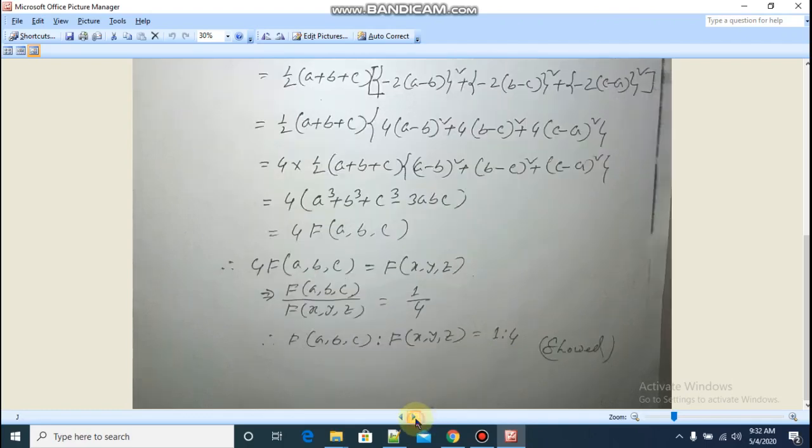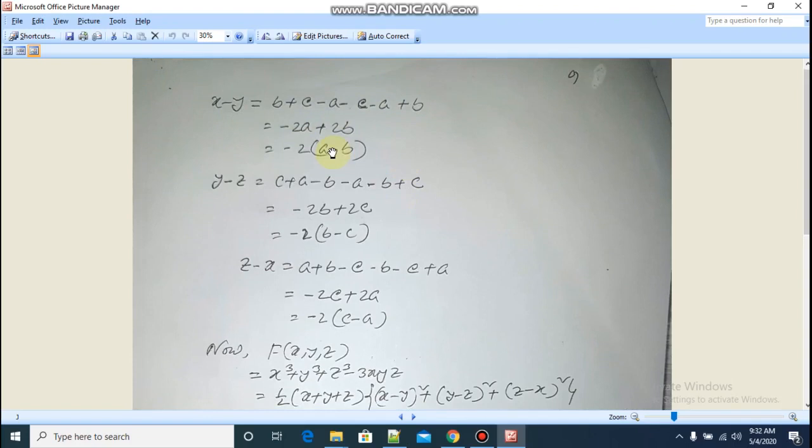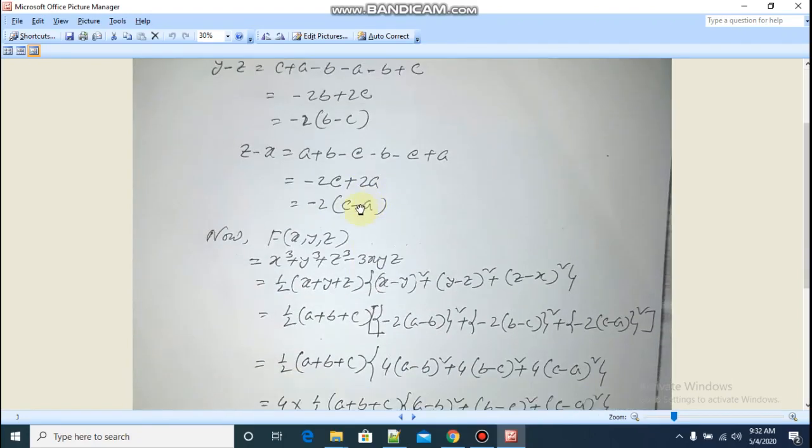Part C. The value of x is this, the value of y is this, the value of z is this, so x plus y plus z equal this. x minus y equal this, the value of x minus the value of y. After calculating we get this. y minus z equal this, z minus x equal this. After putting the values we get this. Now f(x, y, z) equal this from the question.